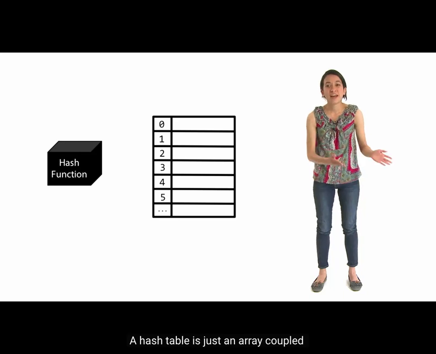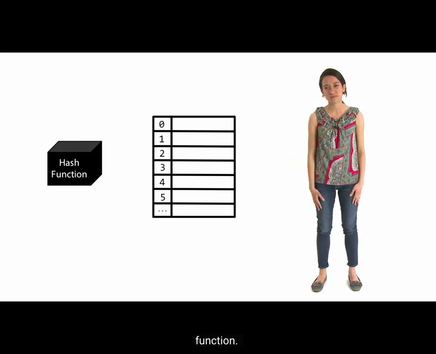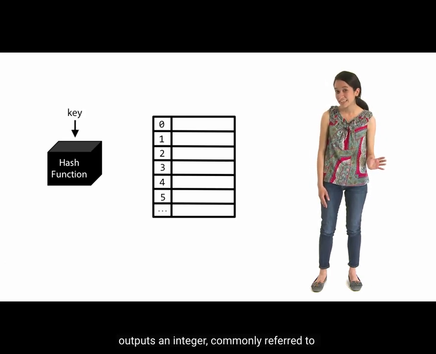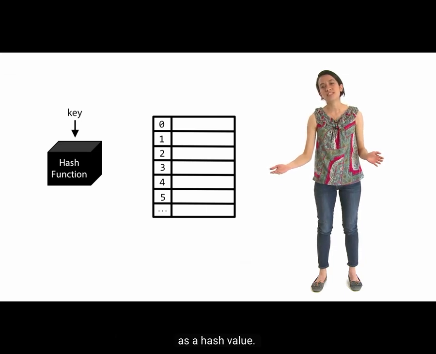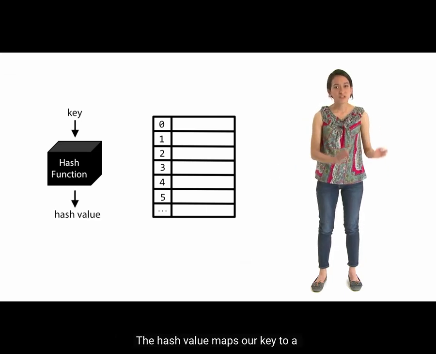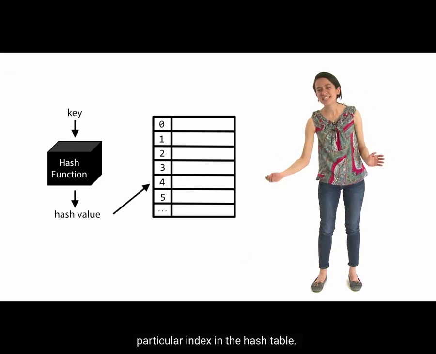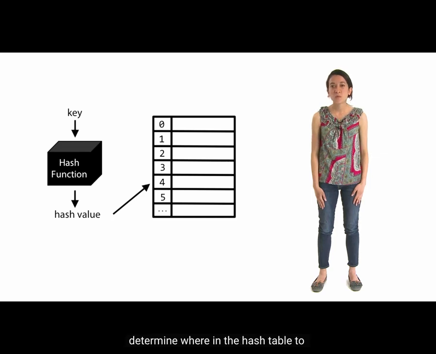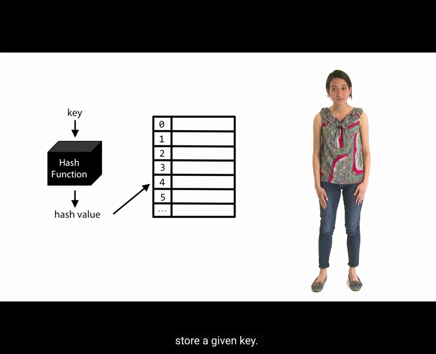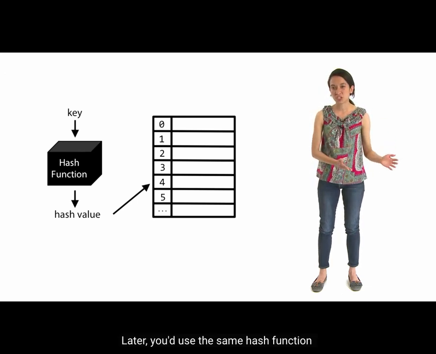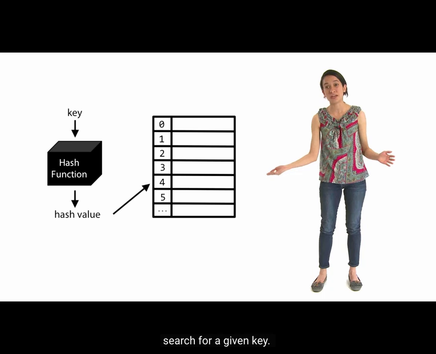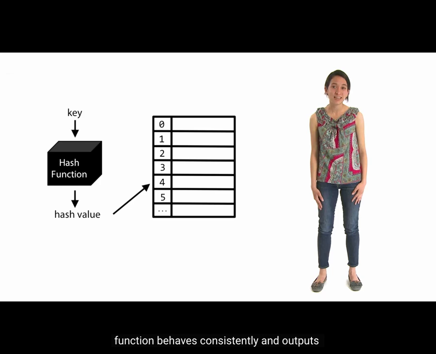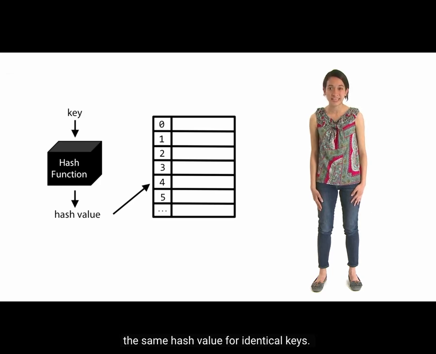A hash table is just an array coupled with a function, which we'll call the hash function. The hash function takes a piece of data as input, which we'll call a key, and outputs an integer commonly referred to as a hash value. The hash value maps our key to a particular index in the hash table. You'd initially use the hash function to determine where in the hash table to store a given key. Later, you'd use the same hash function to determine where in the hash table to search for a given key. For this reason, it's crucial that a hash function behaves consistently and outputs the same hash value for identical keys.